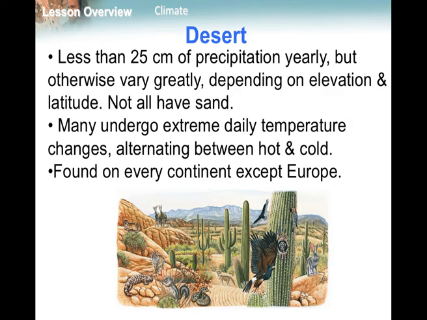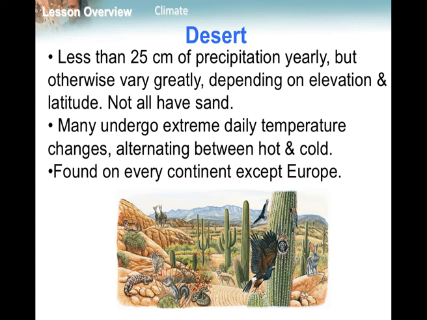Desert is going to receive the least amount of precipitation. They receive less than 25 centimeters of precipitation yearly. The temperature extremes can alternate from very, very hot in the day to extremely cold at night, because there's nothing on the ground in order to hold those temperatures in. So the nights tend to be much colder than the daytime. Deserts are found on every continent except Europe. Remember that not all deserts have sand. It is not based on whether they have sand or not.